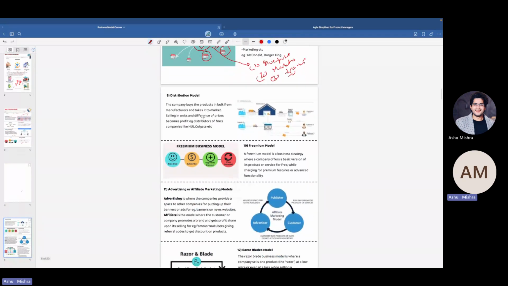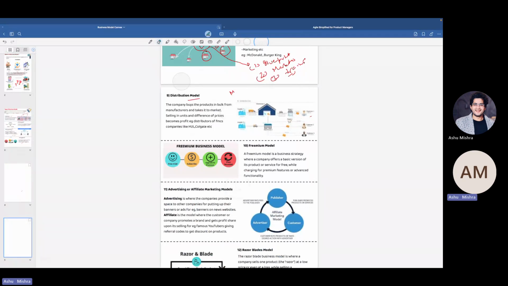Now the ninth that we have is the distribution model. Now guys, in your cities, there would be a distributor who is giving out the material for HUL, Parle or Colgate. Where this material is coming from is the manufacturer or the warehouse people, right? And what this distributor does is they give it to stockists, super stockists, and ultimately to the end customer. And this is what the distributor model is all about, guys.